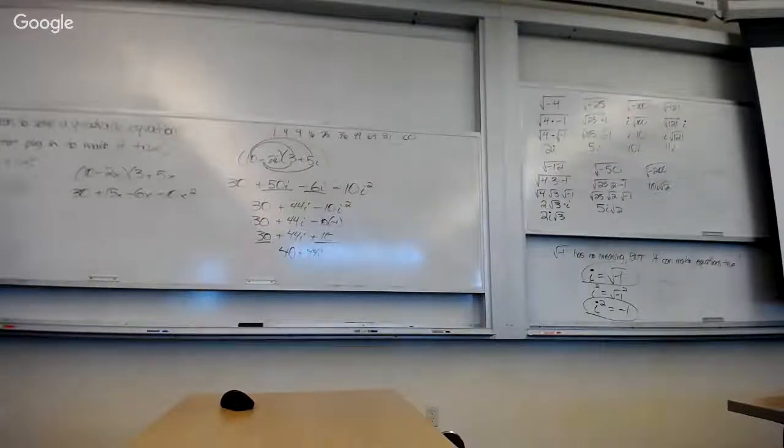Isn't that weird? I've never thought about this. 0, 1, 2, -1, -2. i is not on the number line, but i squared is. How fun is that? There's i squared. Hello, i squared. You're right there, -1. But i is not on the number line. Just i squared is on the number line.